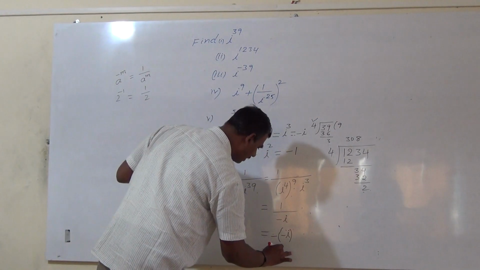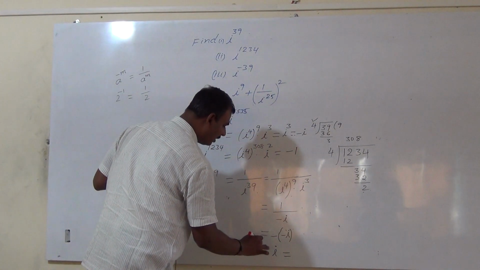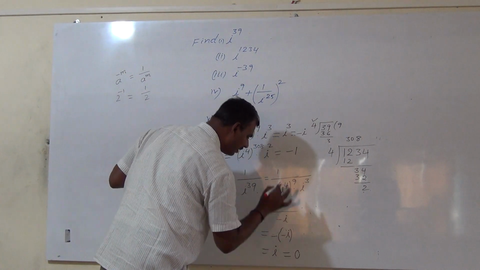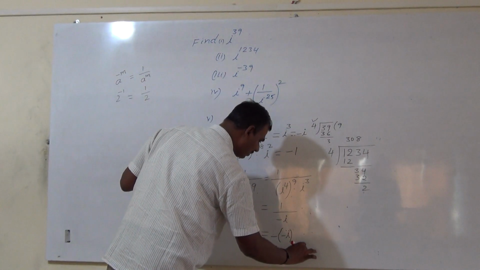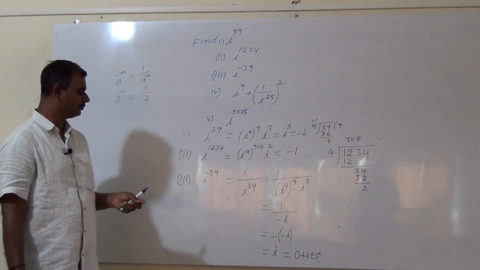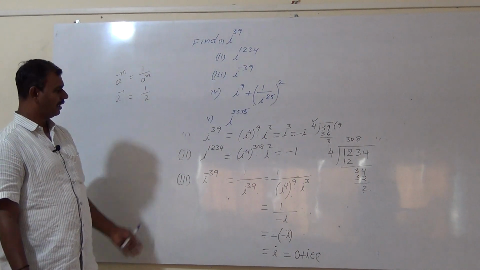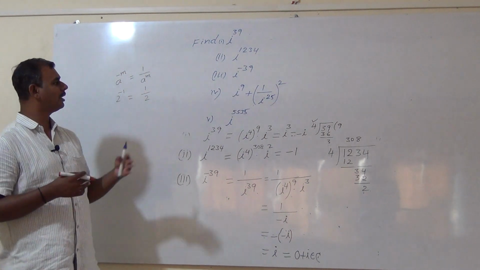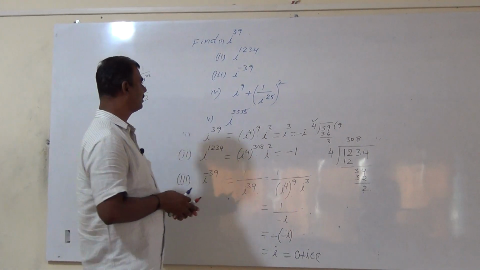How to write in a plus ib form? What is the missing number? The real part. The missing term is always 0. Plus i. This is the complex number form. Like this we are doing plenty of questions.